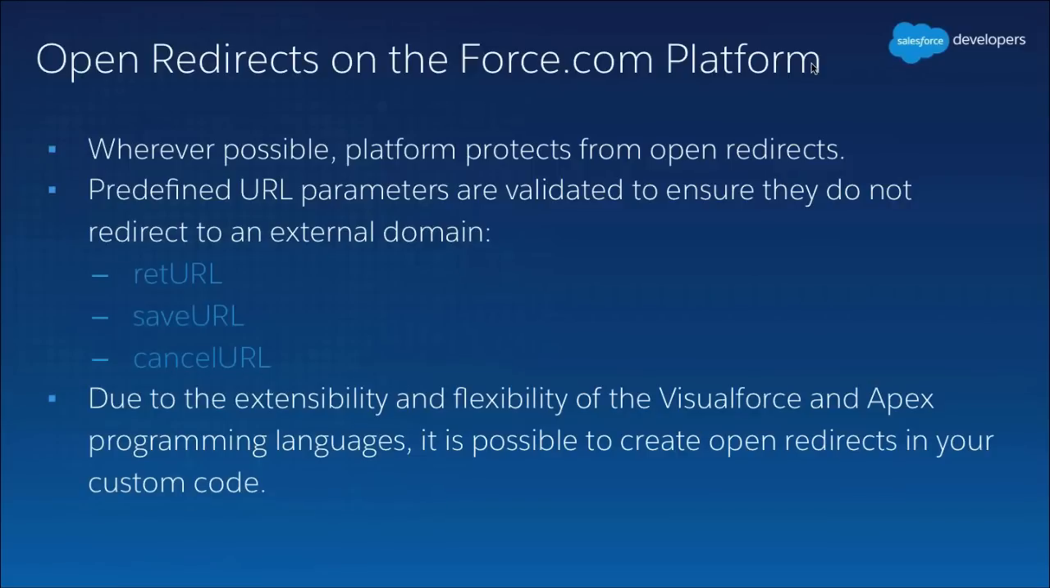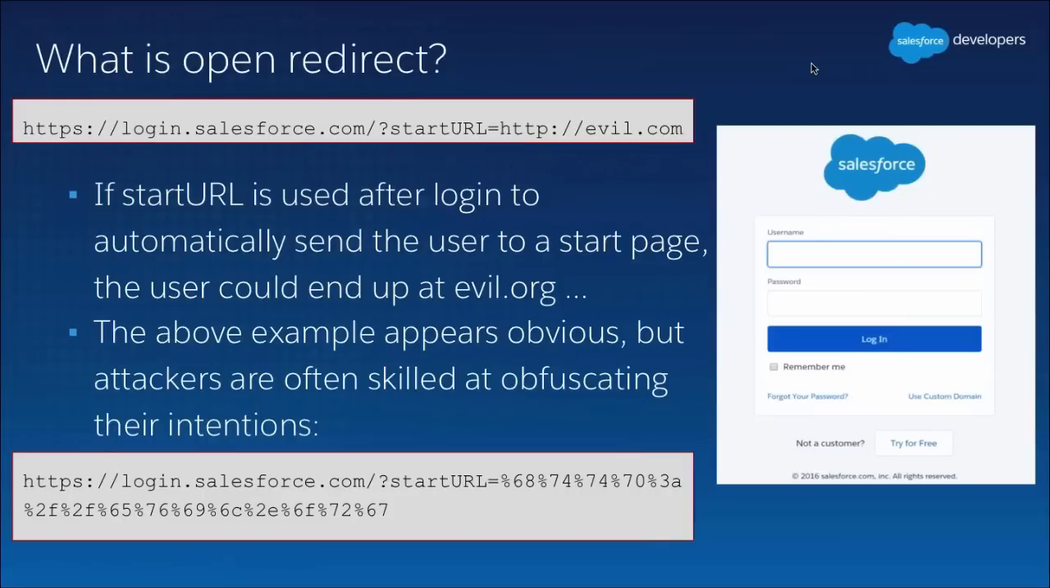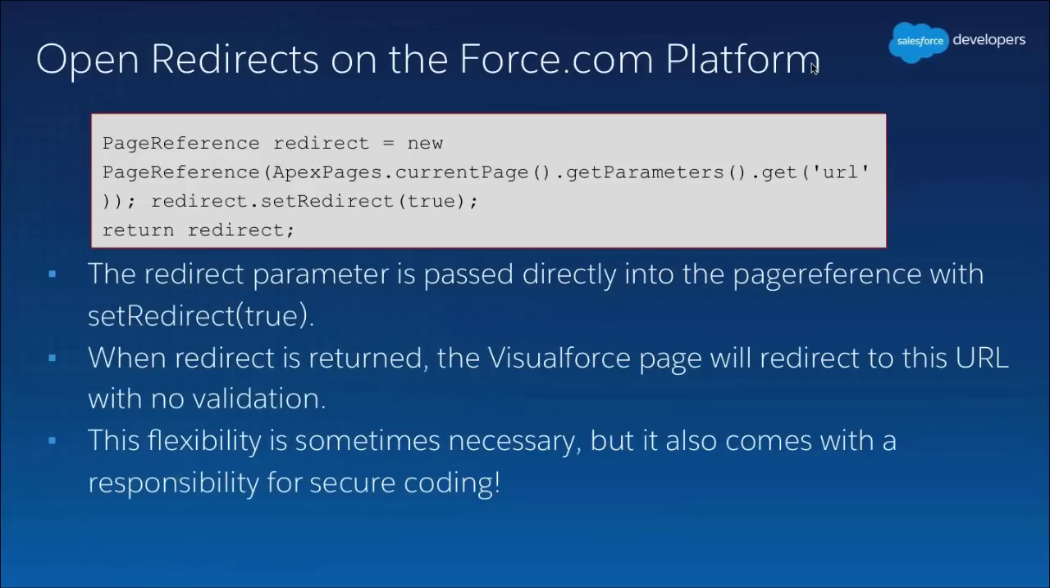So just to make sure, open redirect is where you take the URL parameter and redirect the user to another page. Let's take a quick example of how this might be introduced. Here, as you can see, the Apex page is taking the URL from the URL parameter and then redirecting the user to that particular URL. So here, if you give a URL as evil.com or anything which is bad, it directly takes it from the URL and redirects the user to that particular URL, which could be bad. This flexibility is sometimes necessary, and if you do some checks to make sure the URL parameter is correct, then it's fine. But if you're not doing it, this could be a vulnerability.